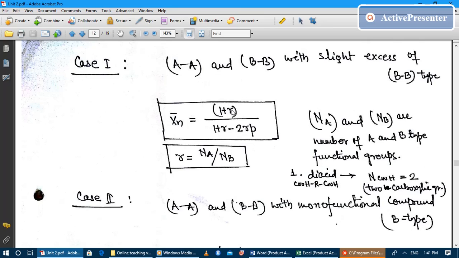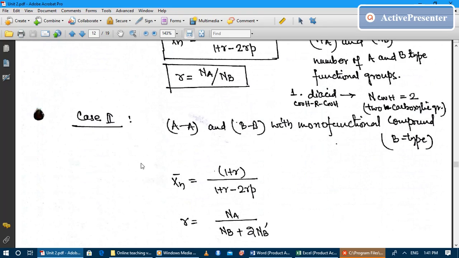Correct. So here there is a formula given. Using this formula you can calculate the number average degree of polymerization, and you also know how to convert the number average degree of polymerization into the number average molecular weight of the polymer. You just have to multiply Xn bar with the repeating unit molecular weight to get the number average molecular weight.